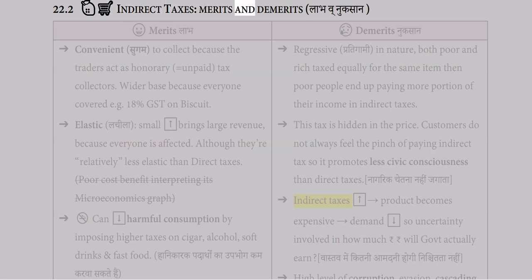Indirect taxes, types: ad valorem tax, specific tax per unit. Taxes based on the value of something, e.g., 35% customs duty on import of orange juice.